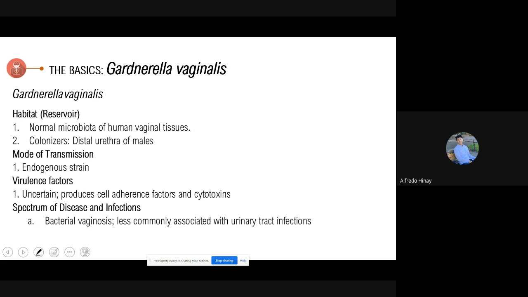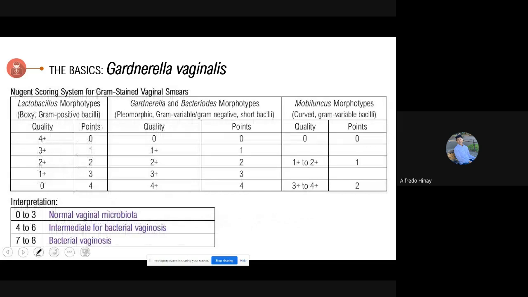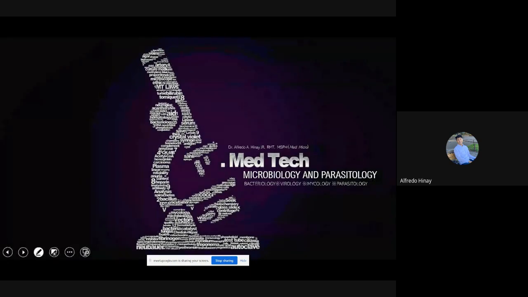Okay? And then, mode of transmission, of course, endogenous lang sa class. Sa inyo lang din. And then, you have your virulence factor, uncertain. Ayun, plus factor yan sa atin kasi wala tayong kailangang i-memorize. And then, the spectrum of disease and infection is bacterial vaginosis. And we were able to discuss that one earlier. Okay, you have your Nugent scoring system and interpretation of your Gardnerella vaginalis.